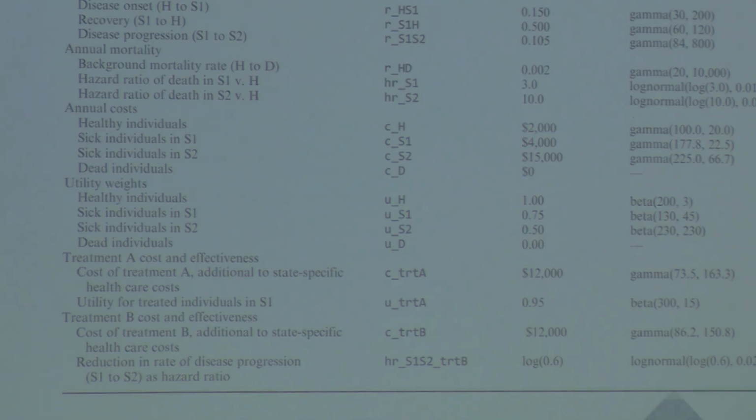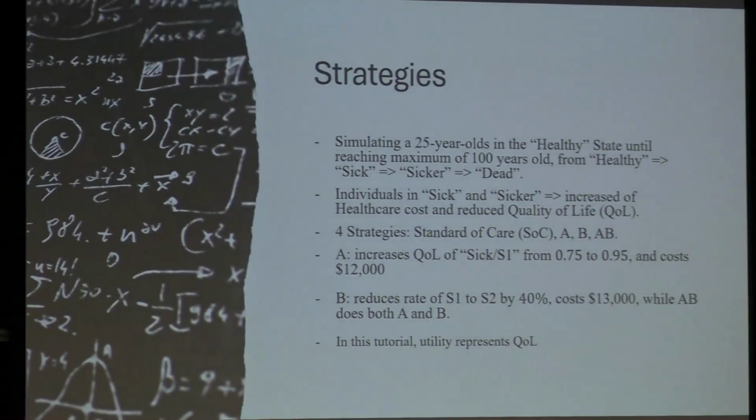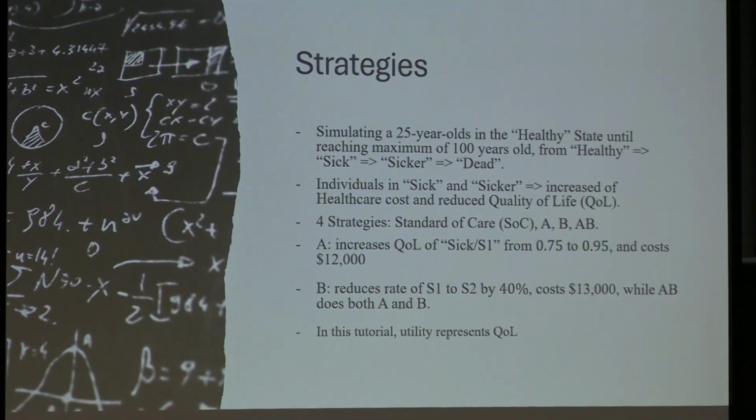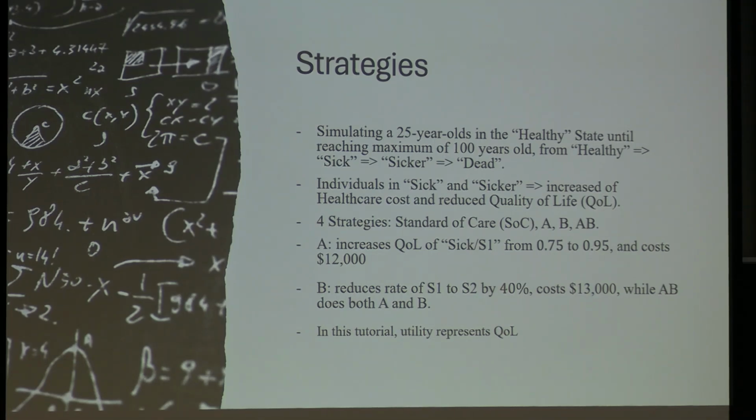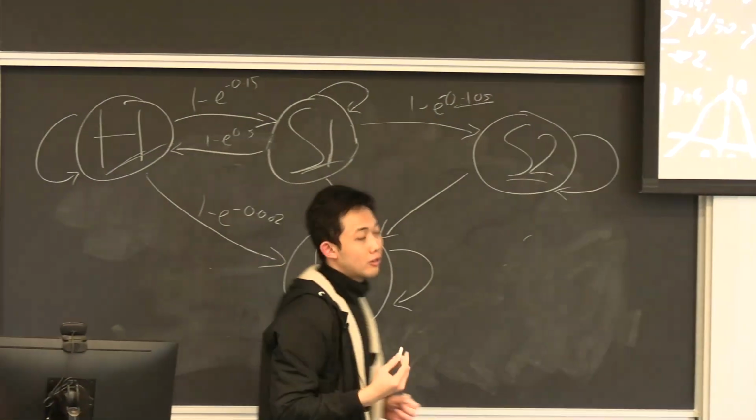So the strategies we are defining, there are 4 strategies. The first one is strategy A, which increases the utility or quality of life. If you are sick, it goes from 0.75 to 0.95, and it costs you $12,000 per year. And for treatment B, it will reduce this 0.105 by 40%.